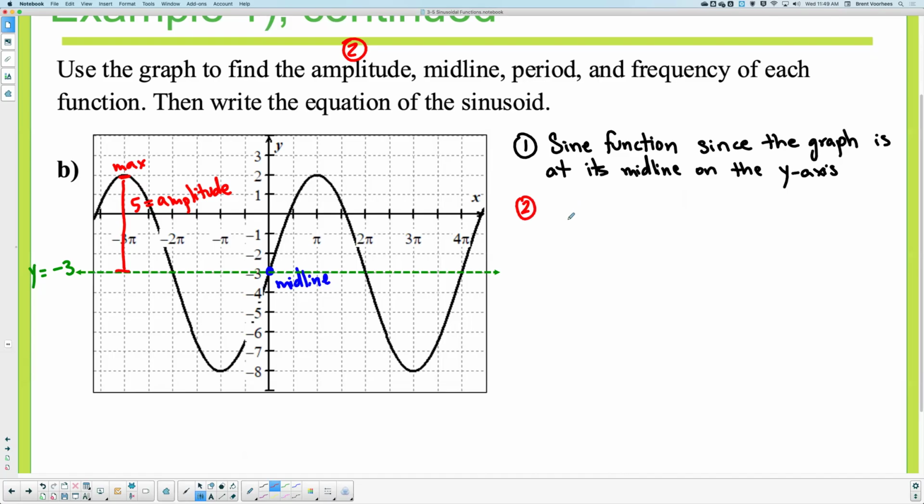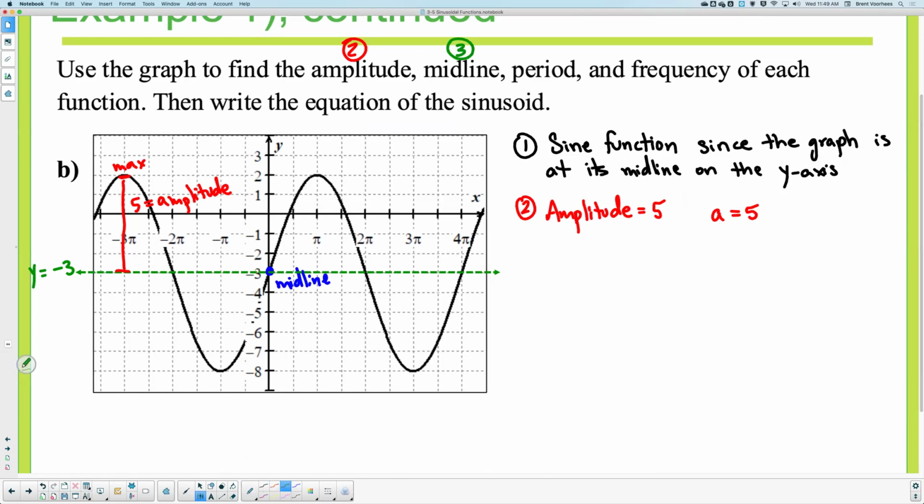So here we go. The amplitude is 5. For the equation, what letter is the amplitude represented by? A. So we're going to say A equals 5. If you plugged in that it's 2 for the max and you subtracted the minimum, -8, and divided by 2, you'd also get 5. That's the amplitude. Okay, now, we already did midline.